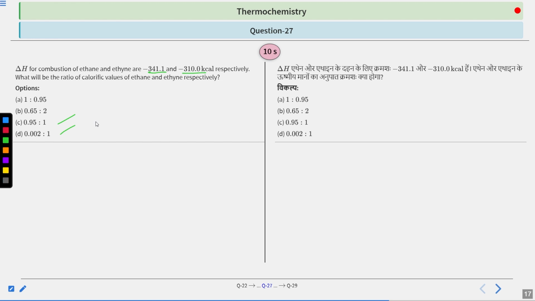Before that, let me give you a hint. What you should know is the calorific value, that is, what amount of heat is released per unit quantity of fuel. Second, you should know what the combustion products are and what the balanced thermochemical equation is for the combustion of ethane and ethyne. If you know these three things, you can solve the question. Now your 10 seconds to solve this question starts now.